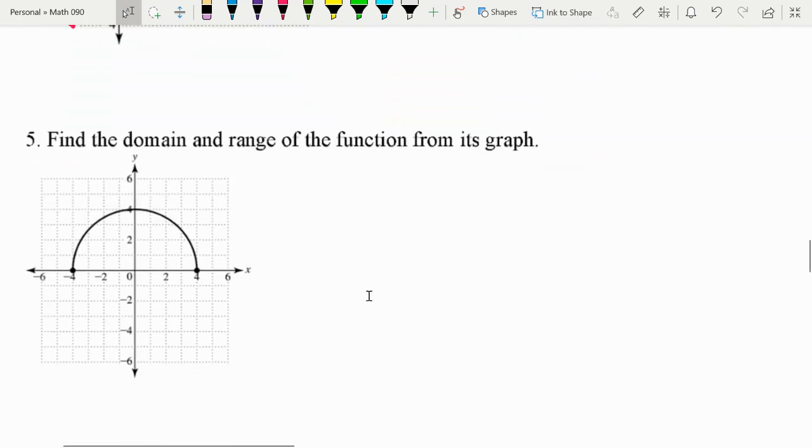All right. So number 5, domain and range.